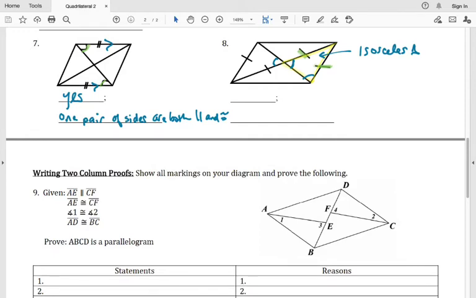And then you've got another isosceles triangle over here, so its base angles are going to be congruent. So now that you have that marked in your picture, the fact that you've got this angle congruent to this angle means that those are alternate interior angles that are congruent. And so now you've got these lines parallel as well. So you've got the same one pair of sides that are both parallel and congruent. So yes, we can say that that's a parallelogram, and it's because of the same reason as before. One pair of sides are parallel and congruent.